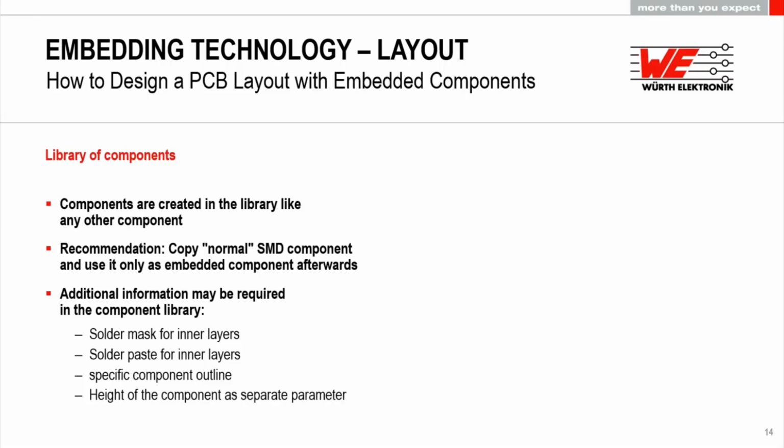The specific component outline, for example, is needed for design rule checking, and we will see this later on as well. What is really important is the height of the component as a separate parameter in your library, so that, for example, you can give us afterwards a BOM of your components with the heights mentioned in the BOM. Then we can double check if the height of the component really fits into the agreed stack up, or if there is an issue that it might protrude either a layer or protrude outside of the board, because it's too thick.